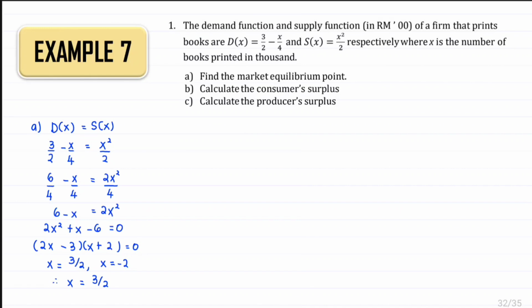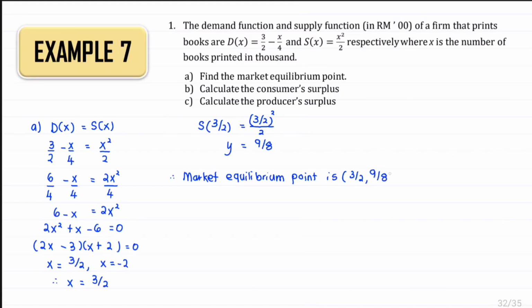To find y, we can substitute x into Dx or Sx. Dx and Sx are functions of y. So I substitute x equals 3 over 2 into Sx. So (3 over 2) squared divided by 2. Then we get the answer 9 over 8. So y equals 9 over 8. Then this is the market equilibrium point: 3 over 2 and 9 over 8.